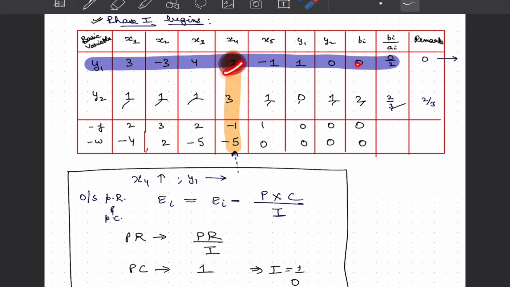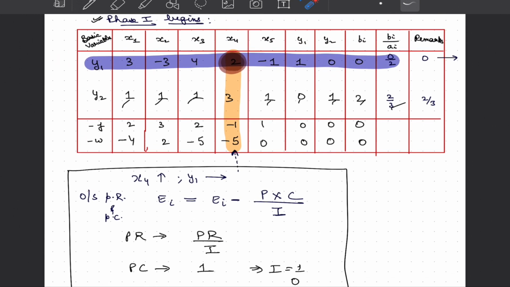So this becomes 0 divided by 2, this becomes 2 by 3, and based on the lowest value of this ratio of b by a_i, where a_i has to be greater than, not even equal to, 0, we decide the exiting variable. I am writing this with this transparent pen because we have already discussed these methods in detail when we were talking about the simplex method. So this will go, that would mean now we will highlight this as our pivot row.